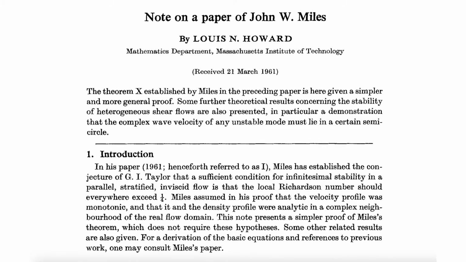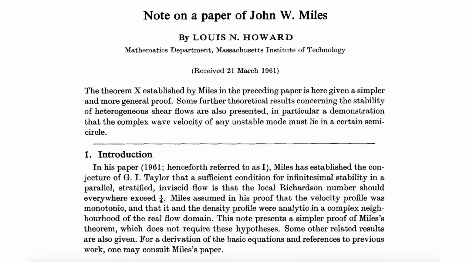For me, my favorite JFM paper, there is undoubtedly a number one. It is a paper by Lou Howard, a note on a paper by J.W. Miles, where he very elegantly produces a short general proof of the Miles-Howard theorem. The sufficient condition for the flow to be stable to linear perturbations is for the Richardson number to be greater than a quarter everywhere. And so a necessary condition for an instability is that somewhere within the flow the Richardson number drops below a quarter.